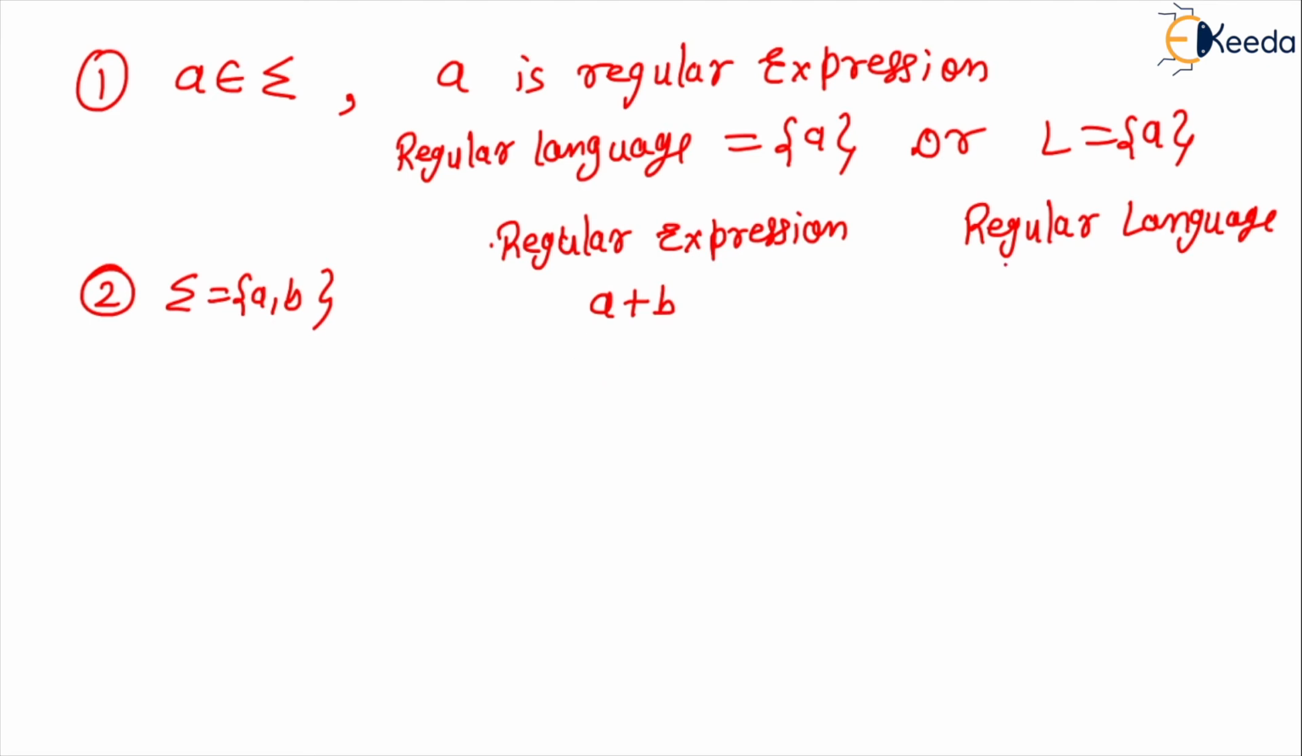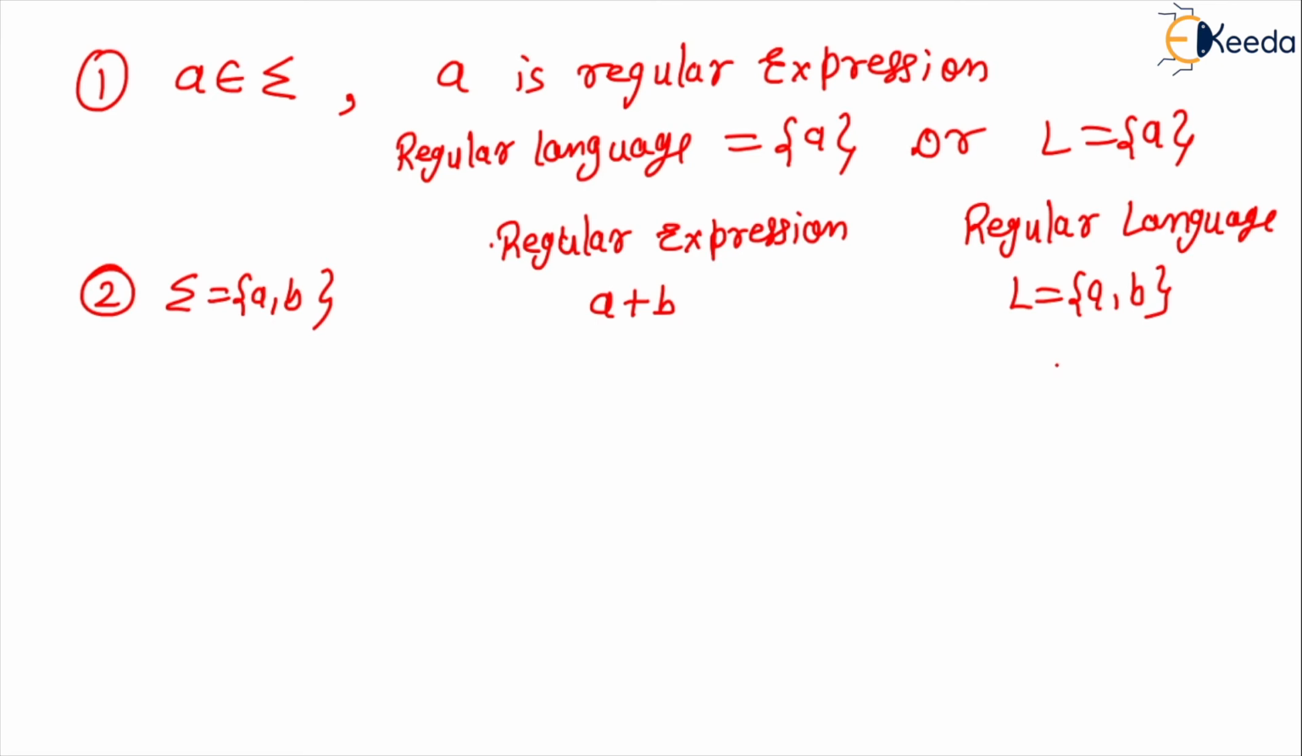So what is the regular language of this? The regular language is A comma B. You can write it like this. The language is a set of strings, so you can directly represent the set of strings, or there is another way, which we will see in a different example. So here the regular expression is A plus B, then L equals A comma B is the regular language. That is just an example.